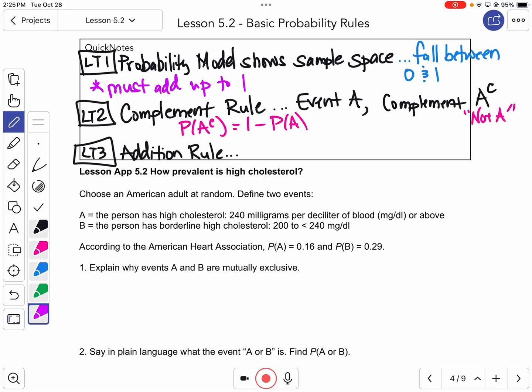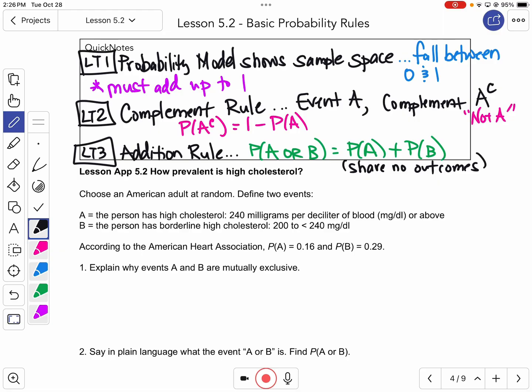Okay, and then the last thing that we talked about was the addition rule, right? I want the probability of A or B. It's just each probability added together as long as they share no outcomes. Okay, they are mutually exclusive. Right, that's what mutually exclusive means. They share no outcomes.